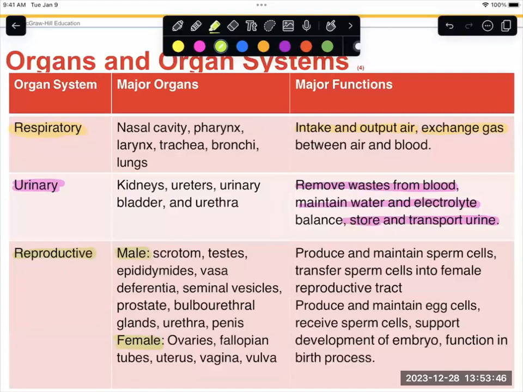Males are going to produce sperm. They transfer that sperm to the female reproductive tract. The female reproductive system is going to produce egg cells that will receive sperm cells that will develop into an embryo, which function in the birth process.